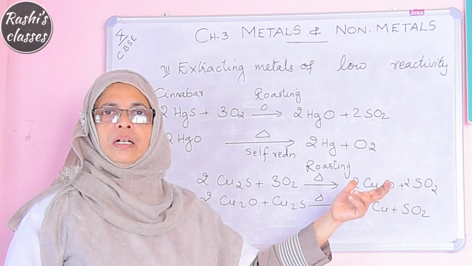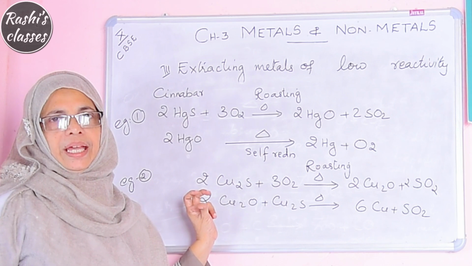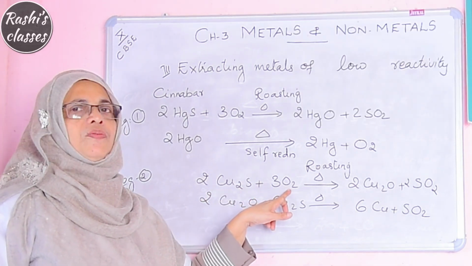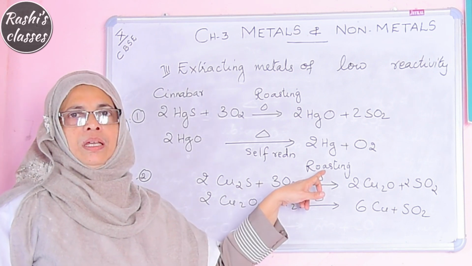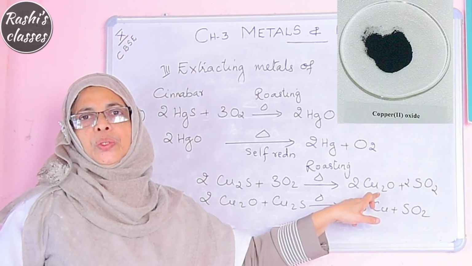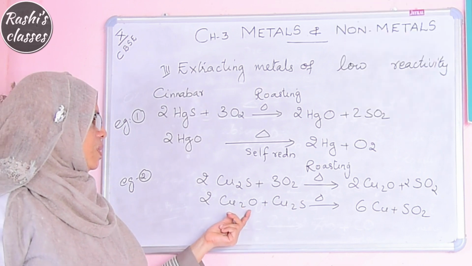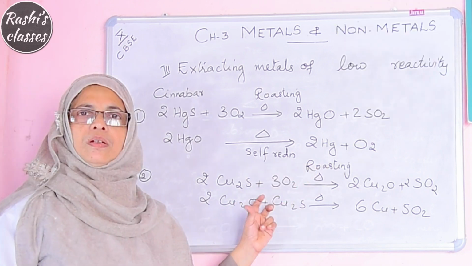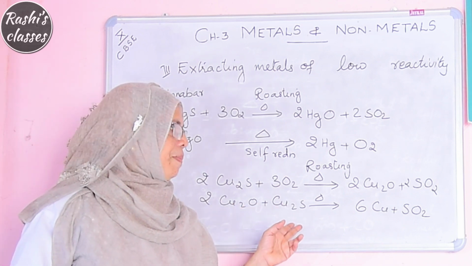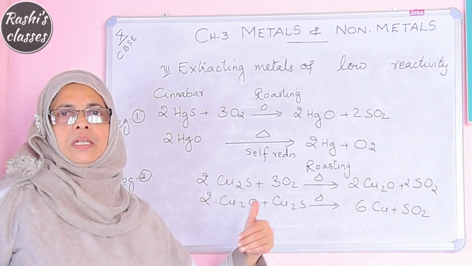This we can refine to get pure metal. Copper is also a least reactive metal. Copper sulfide. First, addition of oxygen, that is here roasting. We are heating in the presence of oxygen. Cu2O is formed. Copper oxide is formed. Then this copper oxide plus copper sulfide is all there, no? So copper oxide and copper sulfide combine to form copper, and sulfur dioxide is sent out.